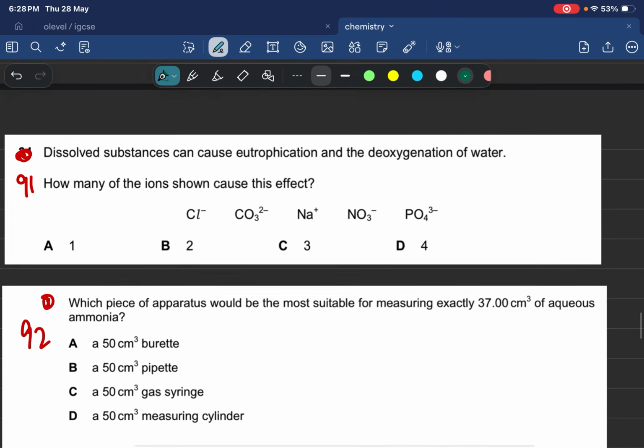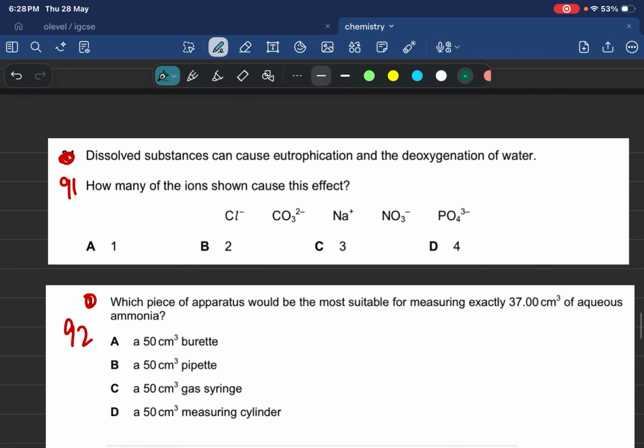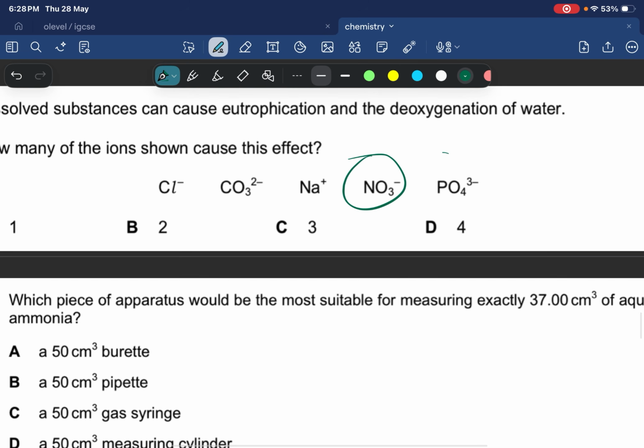Next, dissolved substances can cause eutrophication. How many of the ions cause this effect? We know that nitrates and phosphates cause eutrophication because they provide nutrients. So only 2: chlorides, no, carbonates, no, sodium, no.